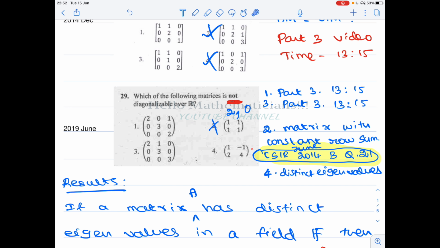Okay, good. Now we do the fourth option also. Here we just explicitly calculate the eigenvalues. You can calculate the eigenvalues; they are 2 and 3. So it has distinct eigenvalues in the field R, therefore it is diagonalizable over R. Therefore this option is false, because we want non-diagonalizable matrices.